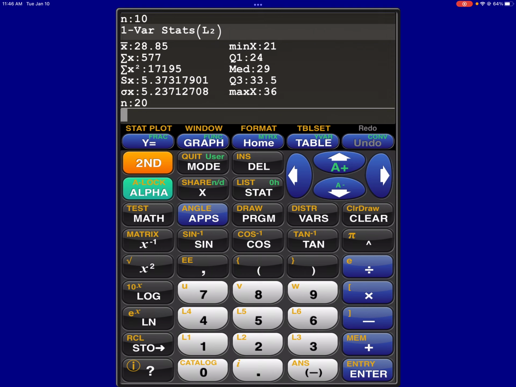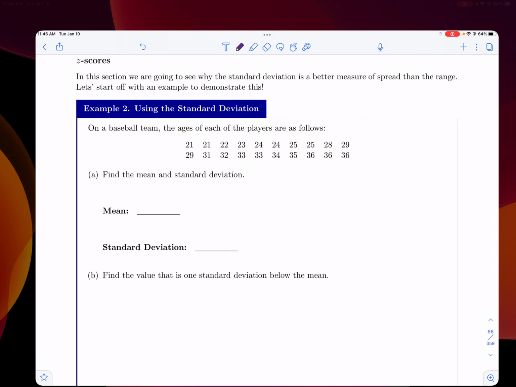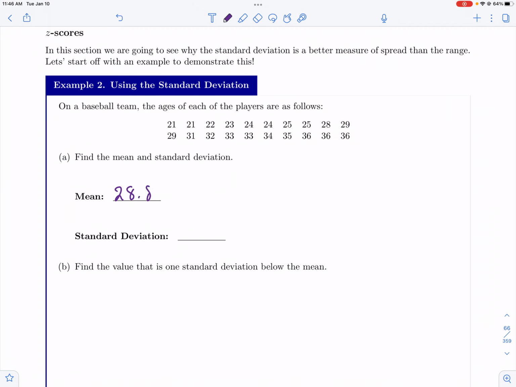So I'm just going to round this to 2 decimal places. So I've got 28.85 and 5.37. So that's nice and quick. That's going to be our x bar and our s. So again, using 1-var stats makes life much, much easier to find that standard deviation.